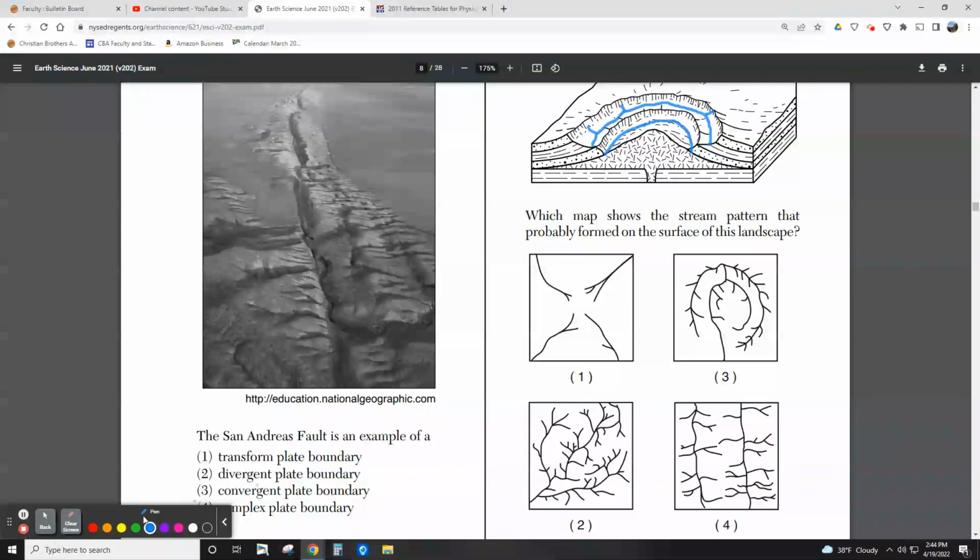So you just eliminate answer choices. This one obviously doesn't show that pattern. Neither does number 2. If you look at number 3, you can see that same U shape that I drew on the diagram above, and there's a smaller one inset from that a little bit. And this is definitely the pattern that matches with the diagram shown. So that's the answer, number 3.